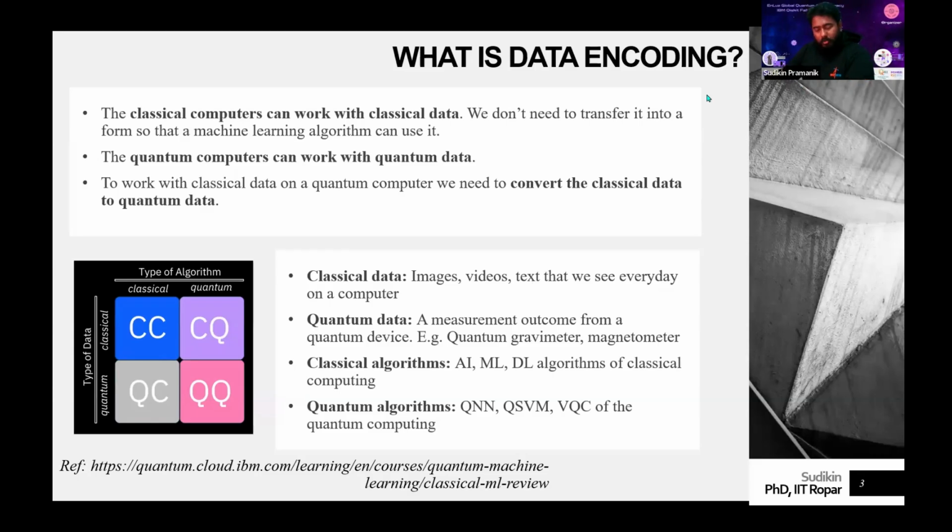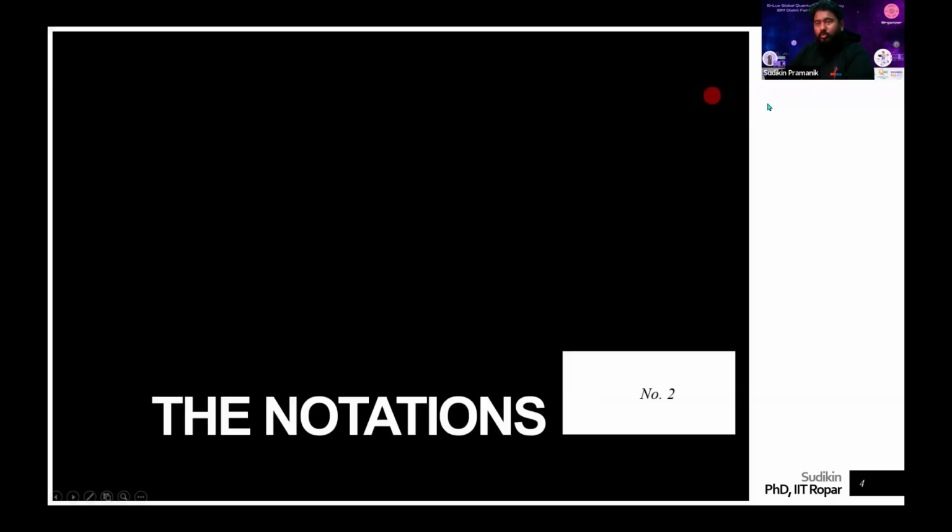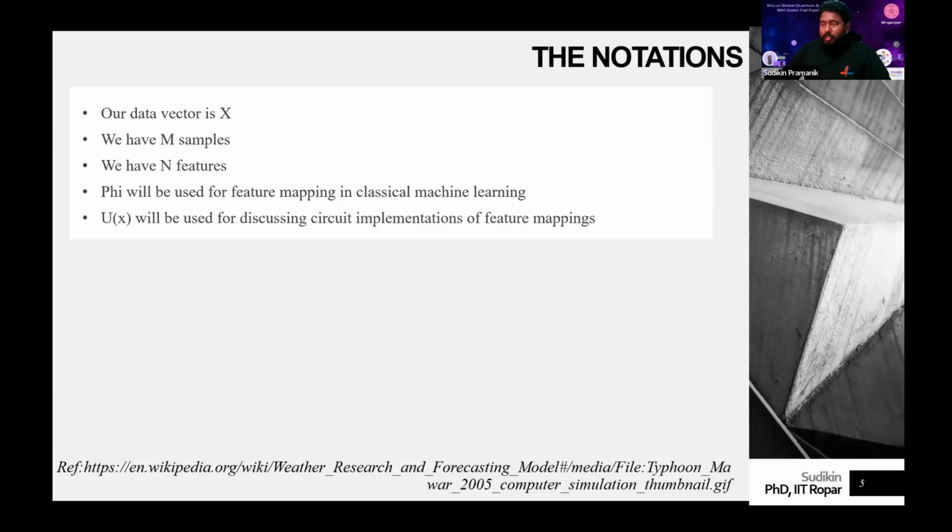Okay, now, to work with encoding, we first need to understand notations. Here I'll first talk about our data vector X, M samples, N features, phi for mapping, U for circuit emulation. So these are so many terms. I hope it is not too difficult for you. Let me go through it one by one.